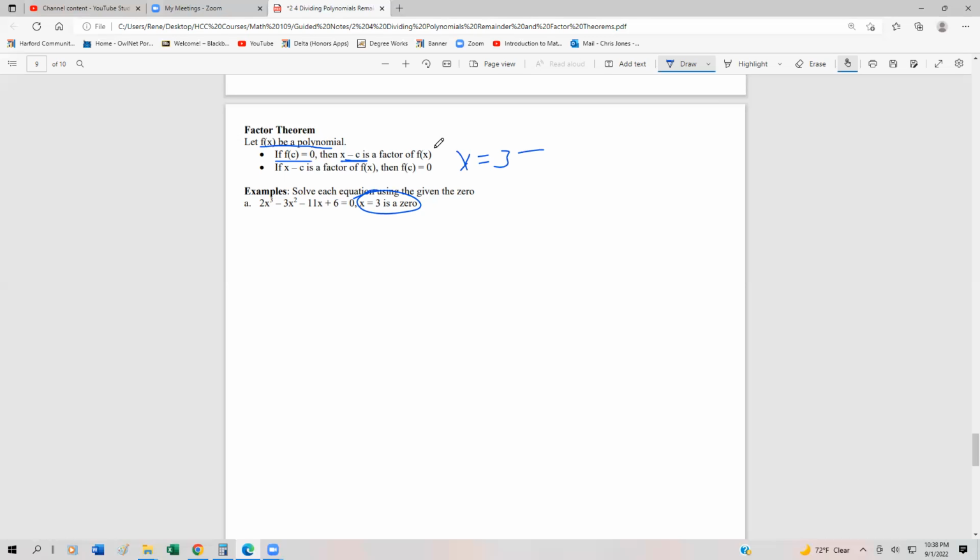But what that also means is that x minus 3 is a factor, right? And if it's a factor, that means we can divide this. And what we're going to do is take 2x cubed minus 3x squared minus 11x plus 6.